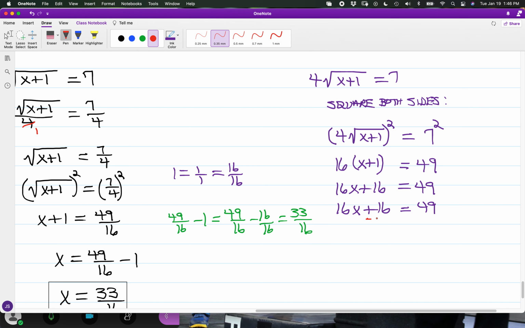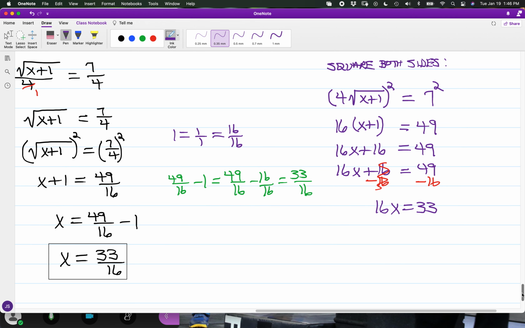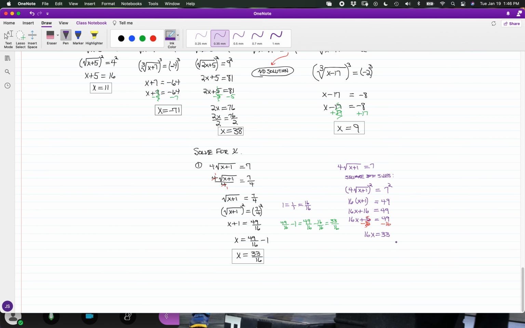And this time taking 16 away from both sides. Okay, so we're going to have that 16x is equal to 33. And if you notice with division by 16, we come out to the same result. Once again, where we have that x is equal to 33/16.